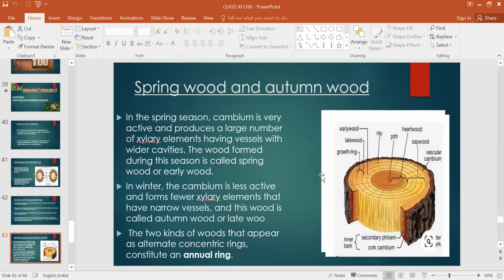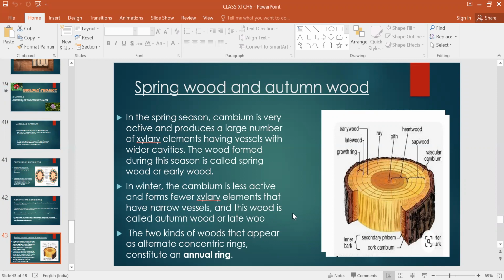Now, you must have heard about springwood and autumnwood. In the spring season, the cambium activity is very active. The activity is more, and it produces a large number of xylem elements having vessels with wider cavities. The wood formed during this season is called the springwood or the early wood, and you can see over here that it is of lighter color.